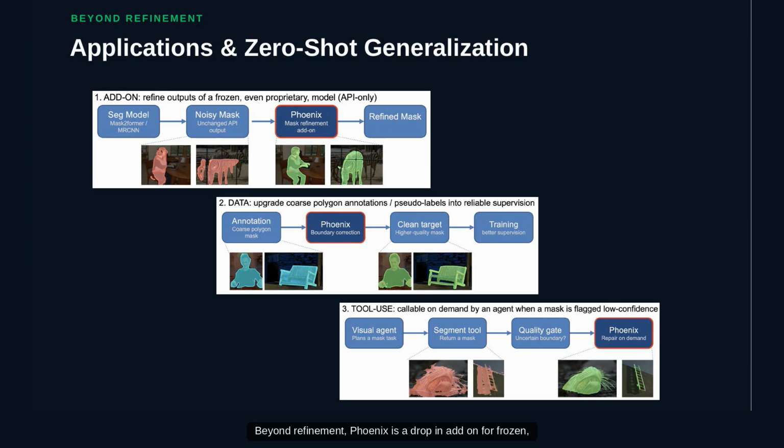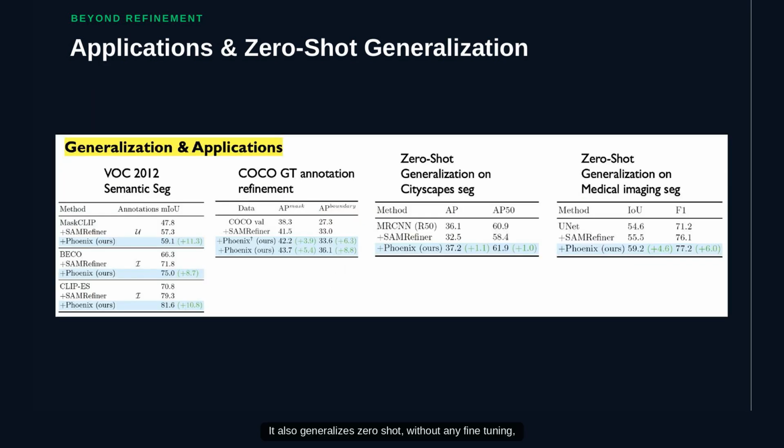Beyond refinement, Phoenix is a drop-in add-on for frozen, even proprietary, models. It upgrades noisy pseudo-labels and coarse human annotations into cleaner supervision. And it can be called on demand as a tool whenever a quality check flags a low-confidence mask. It also generalizes zero-shot, without any fine-tuning, to semantic segmentation, Cityscapes, and even medical imaging.